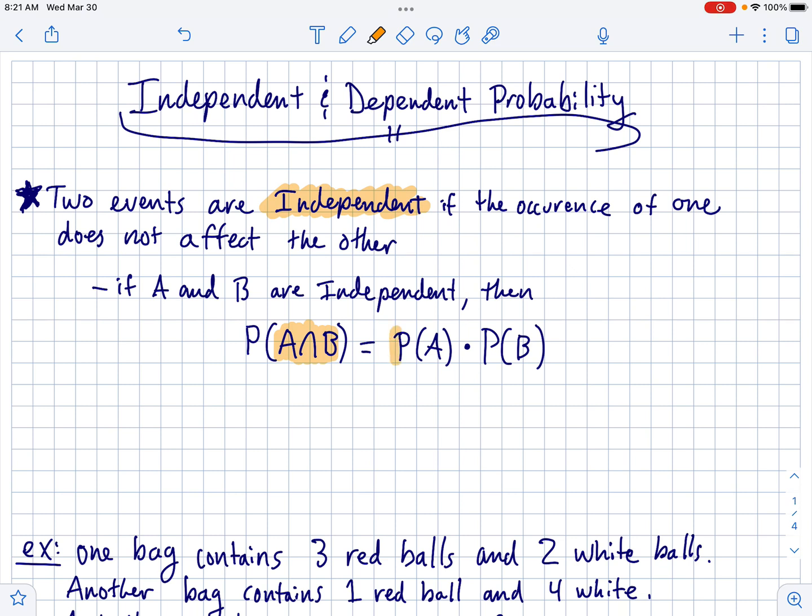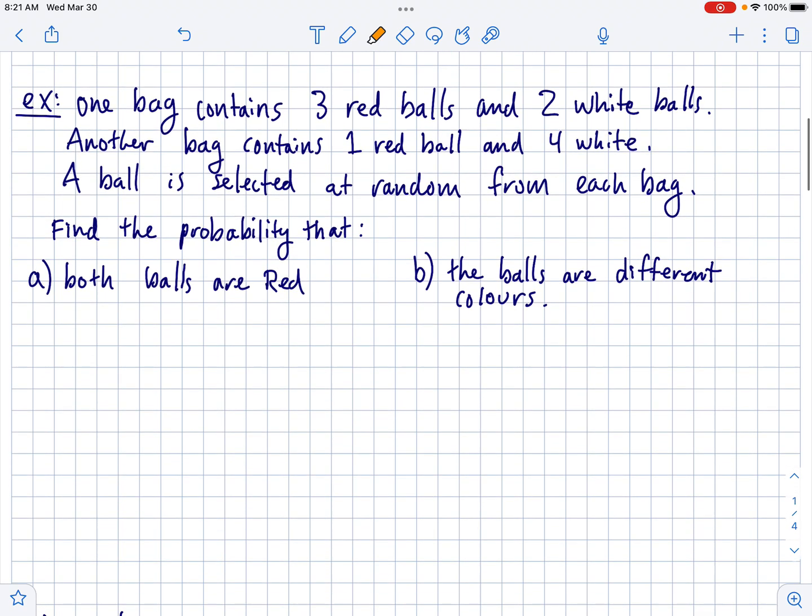So if you want to find the intersection of two things happening at the same time, the probability of A and B, it's just the probability of A times the probability of B. You just multiply their respective probabilities together.